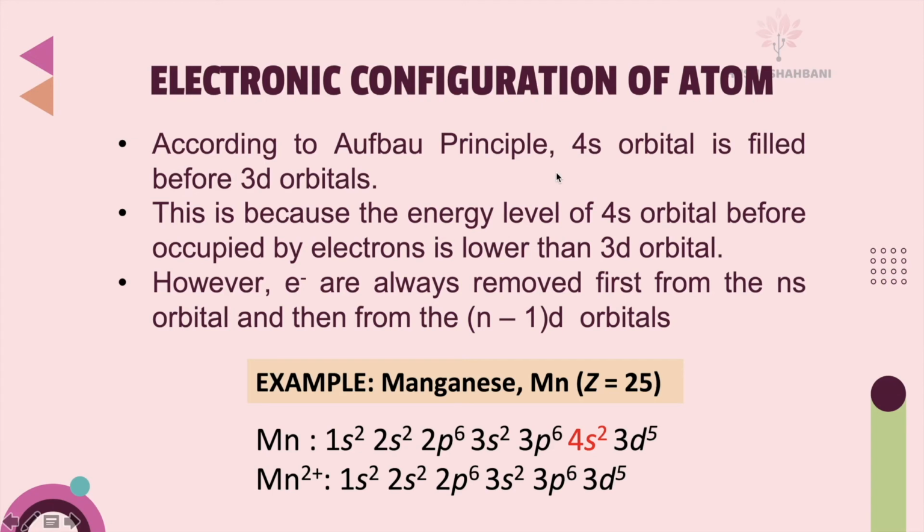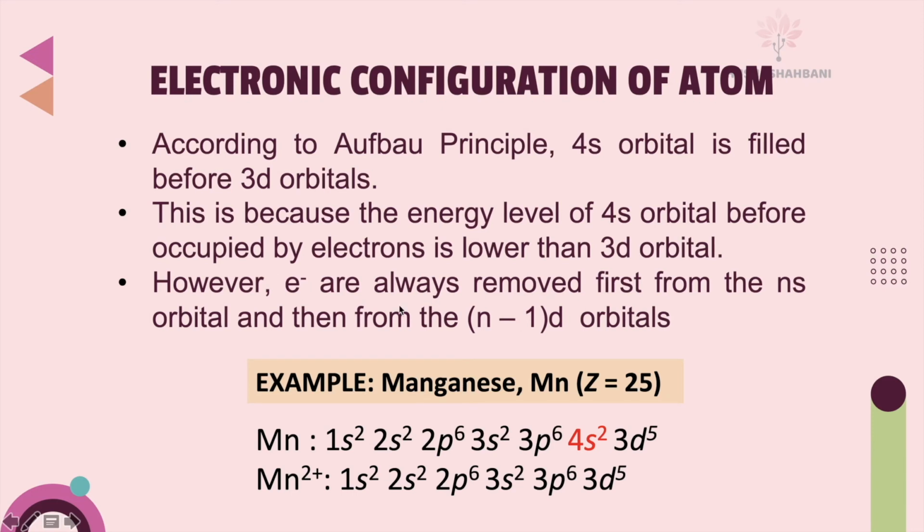According to the Aufbau principle, the 4s orbital is filled before the 3d orbitals. This is because the energy level of 4s, before you fill the electron in 4s, is lower than the energy level of 3d. The fact that you must fill 4s first before 3d is because if 4s is empty, the energy of 4s is lower than the energy of 3d.